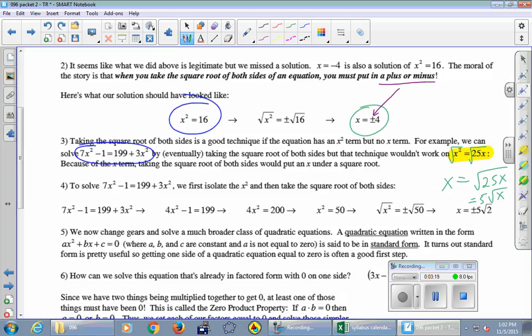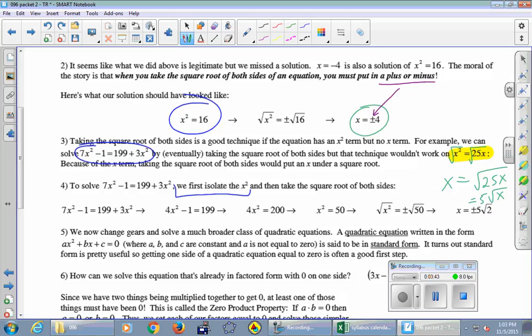It's more complicated. 7x squared minus 1 equals 199 plus 3x squared. There are x squared terms all over the place. Are there any x terms? There aren't, which means that this square root technique is actually in play. It's the easiest way to solve this equation. The first step, where is it? It's right here. First, isolate the x squared.